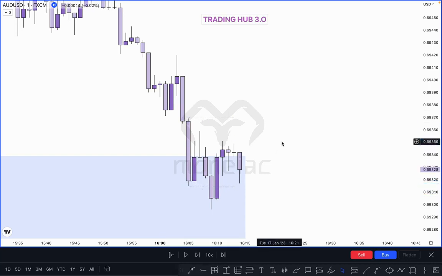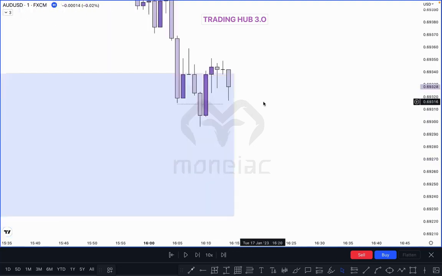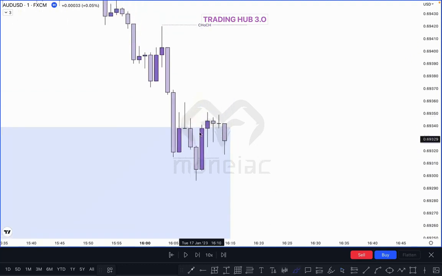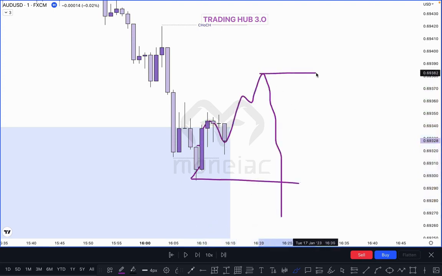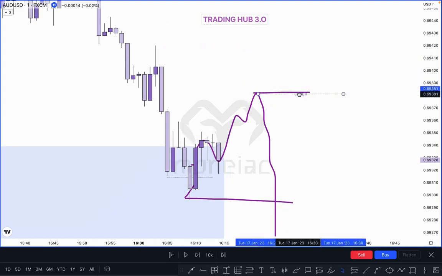Okay, so where is our first pullback? The first pullback is here. So this one is our change of character. Price must break this high. If the market breaks this high, then definitely we can take entry here. If the market does not take out this high, and creates another pullback here, possibly because the market breaks this high, this becomes our valid pullback and the market can go higher and push downside like this. So this high becomes our new change of character, something like this.